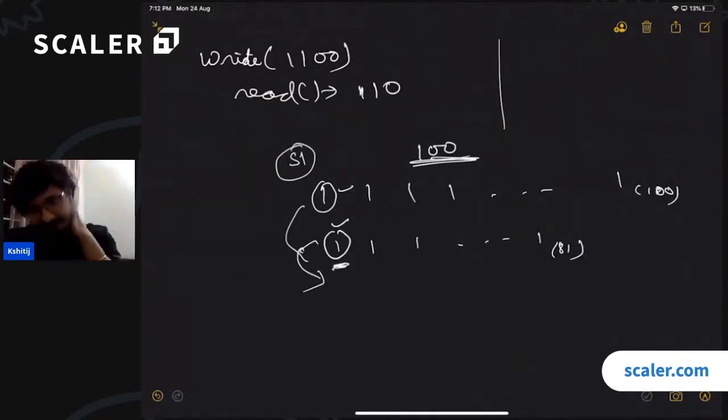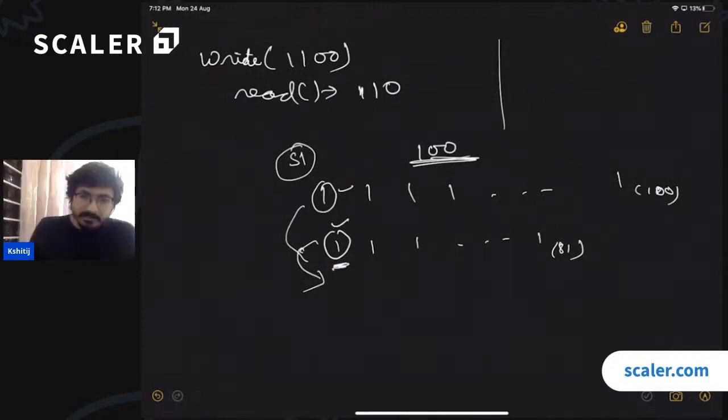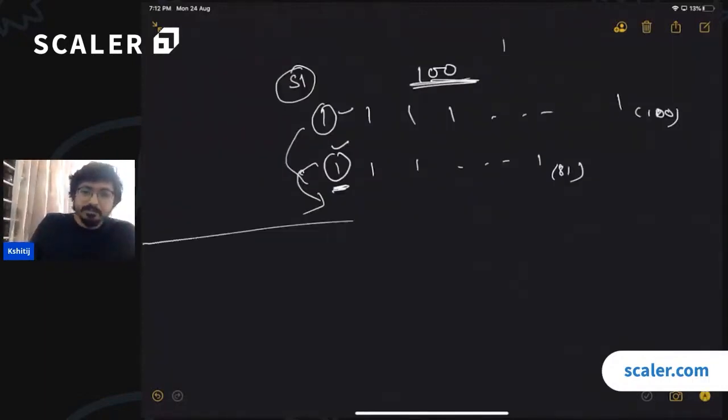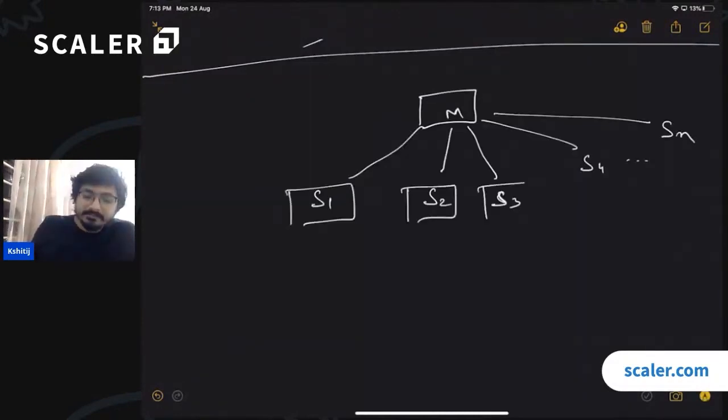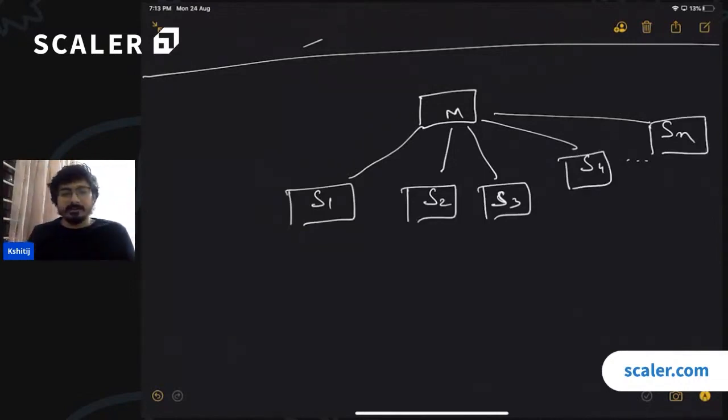Yes, that is in the right direction. What could be the brute force solution here? You have got n slaves, and you don't know how many of them or which of all these slaves are faulty. The brute force solution is to check each and every slave one by one.